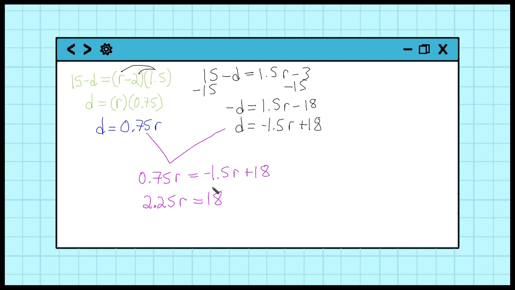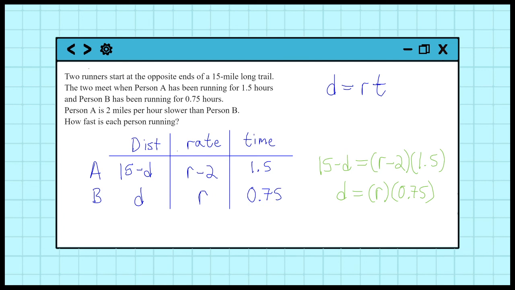No matter what you have here, you're welcome to use your calculator to do the next part, which is divide both sides by 2.25. When I divide both sides by 2.25, I get that r is equal to 8. So now I know the value of r. I'm going to pop back over to the question. Person B had a rate of r, so person B ran at 8 miles per hour. But person A was 2 miles per hour slower, so they moved at 6 miles per hour.